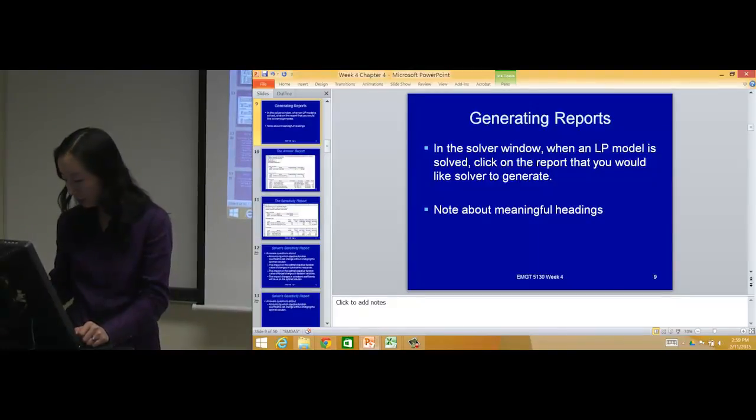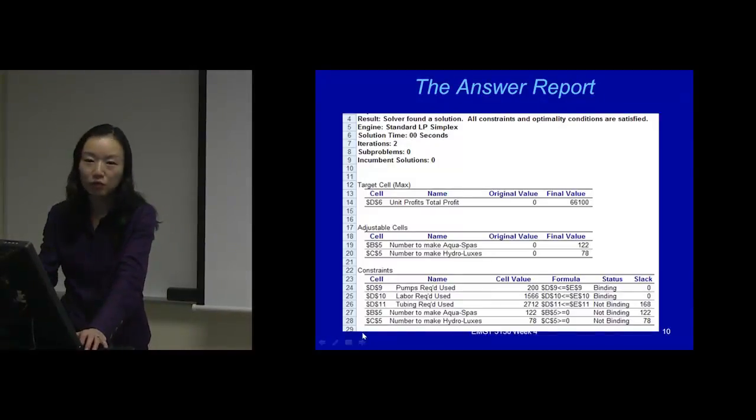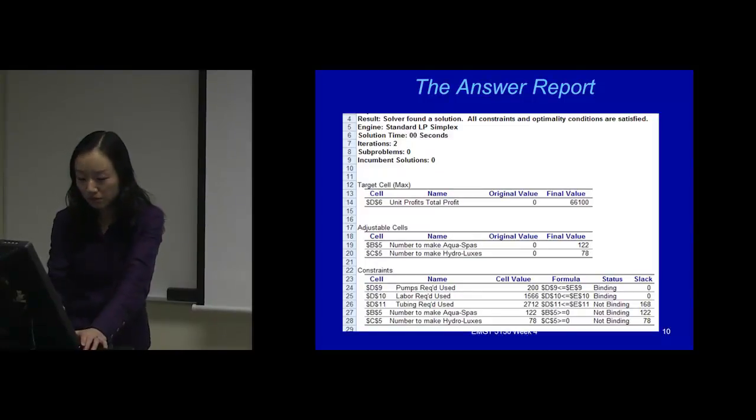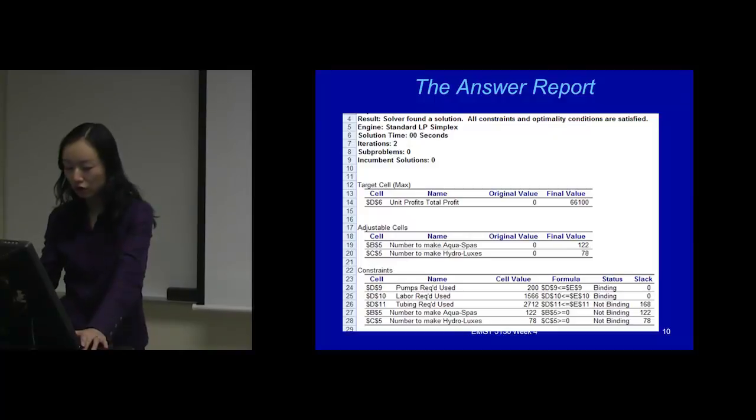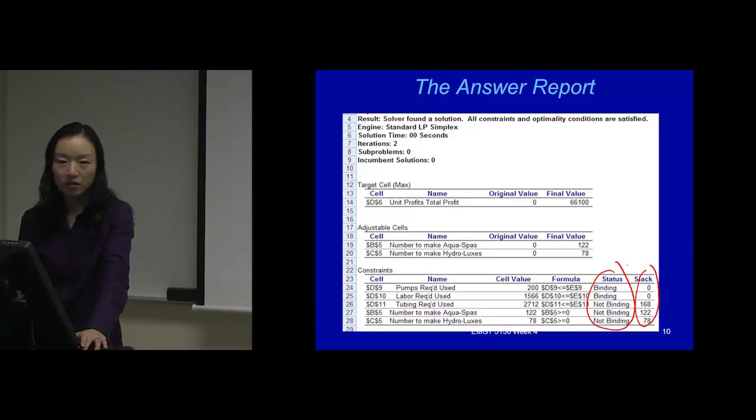Now let's look at how to interpret those reports. First, we generated 3 reports. The first one generated is the answer report. This one does not give much information. It gives, okay, what's the total profit and what's the final value of your decision variables. And for the constraints, the only thing I want to notice is the constraint part. I'll ask you guys to look at this column and this column. Now tell me, what do you see here? What's the relationship between the status and the slack?